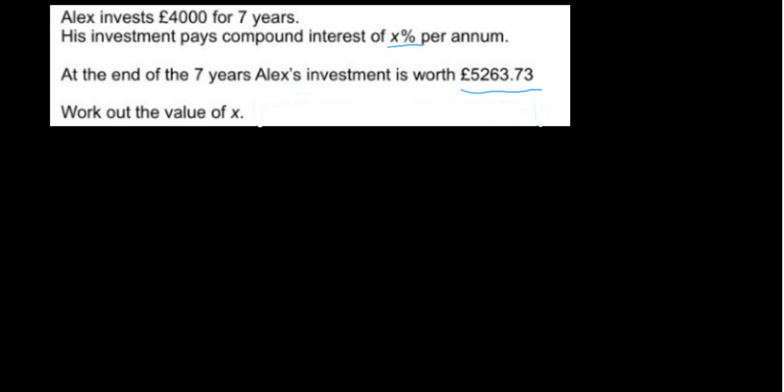So if I don't know the interest rate, what I can do is work out a multiplier because it's increasing. So I would do 100% plus X percent, and I can't add that. So to change this into a decimal, it would be 100 plus X divided by 100. And that's what I'm going to use. I'm going to use this fraction as my multiplier.